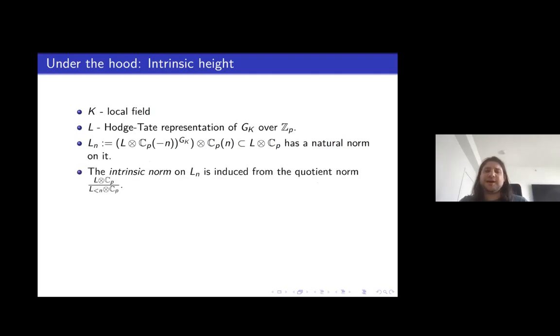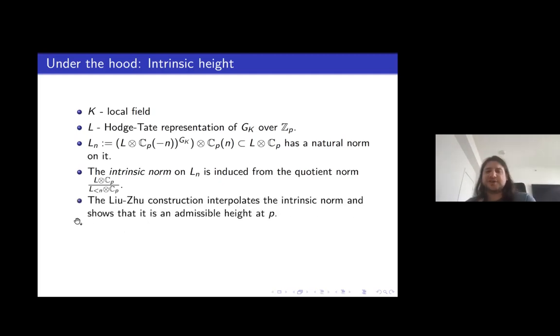This turns out to be the wrong metric. Instead, what you want to do, we define it to be the intrinsic norm on L sub n, is you want to get rid of all the lower pieces and look at the quotient norm on L sub n. So this is some pretty technical mumbo jumbo about how to put metrics on D Hodge-Tate of representations. But the nice thing about this is that the Lan-Zhu construction, essentially what it does is it shows that this construction interpolates well in families.